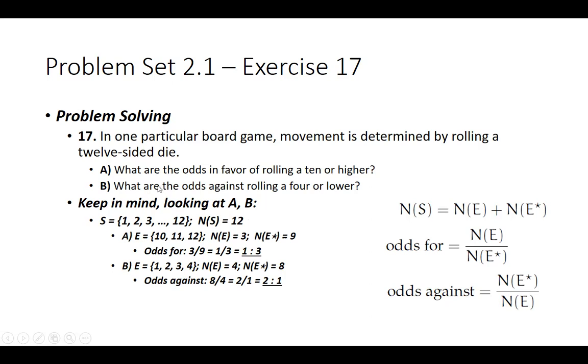Question B, what are the odds against rolling a 4 or lower? So the sample space is still 12, but rolling a 4 or lower would be 1, 2, 3, 4 in the event space. N of E then would be 4. N of E star, the complement of that, would be the 8 not in the event space. Odds against are N of E star over N of E, that's 8 over 4, which is 2 over 1. And as odds, the odds against would be 2 to 1.